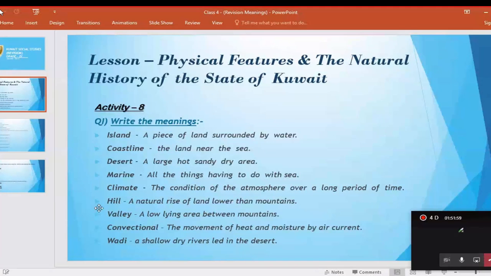Sixth, hill, a natural rise of land lower than mountains. Seventh, valley, a low-lying area between mountains. Eighth, convectional, the movement of heat and moisture by air current. And ninth, wadi, a shallow dry river bed in the desert. So we have completed this. Now let us go to the next one.